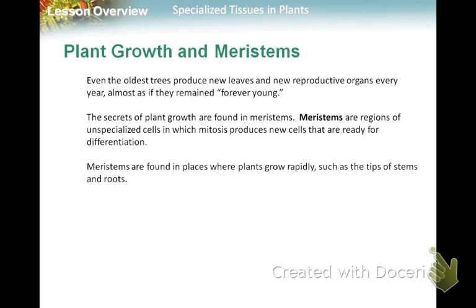How do plants grow? These regions are called meristems. Unspecialized cells, you remember that term? Like stem cells, where mitosis produces new cells that are ready for differentiation.